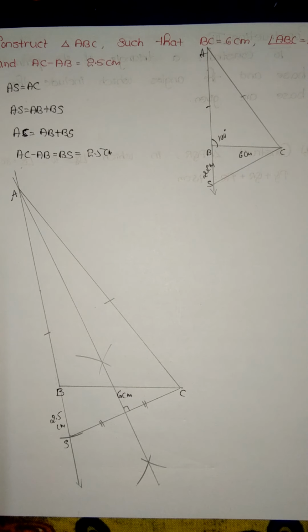I hope everyone clearly understood how to solve this type of question when the base, one adjacent angle to the base, and the difference between the remaining two sides are given. So it completes our practice set 4.2. Next, in the next video, we are going to learn about the construction of the third type, and we are going to solve practice set 4.3.